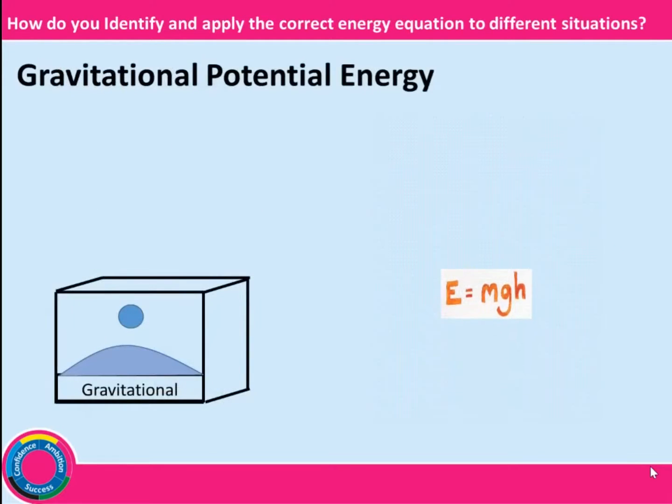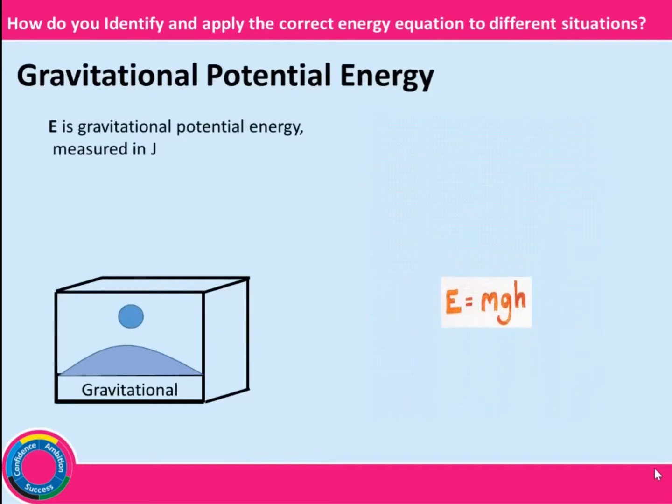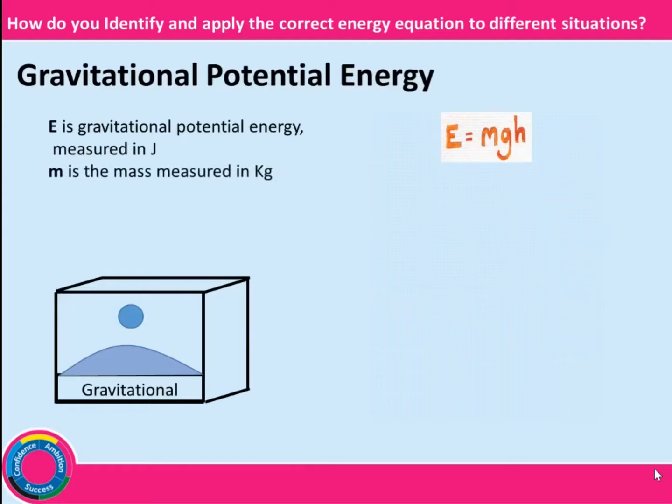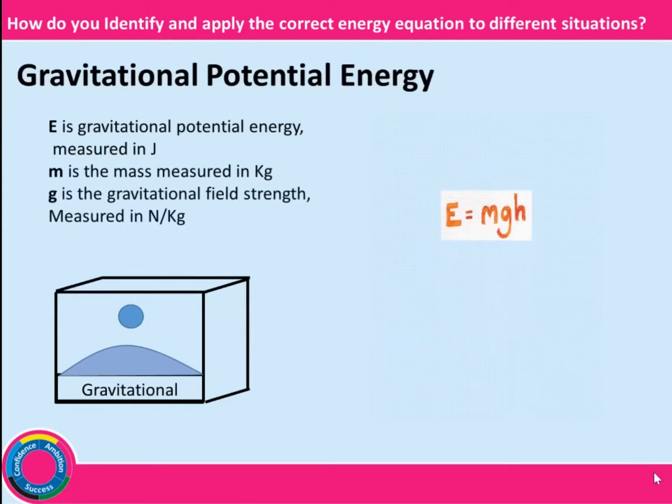And finally, gravitational potential energy. This is the energy that objects have because of their position as they're raised up against the force of gravity. So E is the gravitational potential energy, m is the mass measured in kilograms, g is the gravitational field strength measured in newtons per kilogram. On Earth, g is about 10 newtons per kilogram, but if you went to the moon, it would be much less. If you went to a planet like Jupiter, it would be much greater. And h is the height.